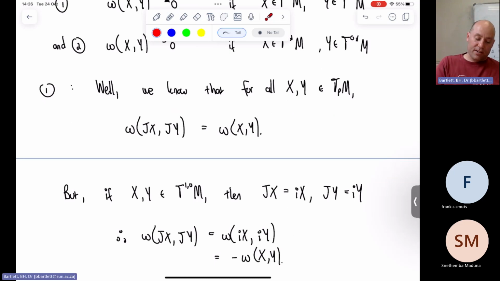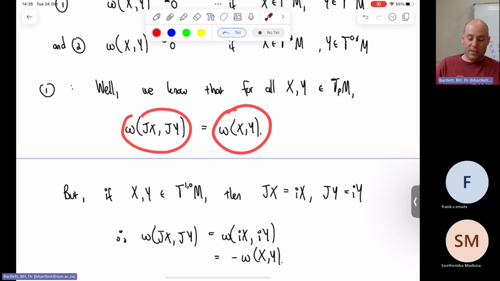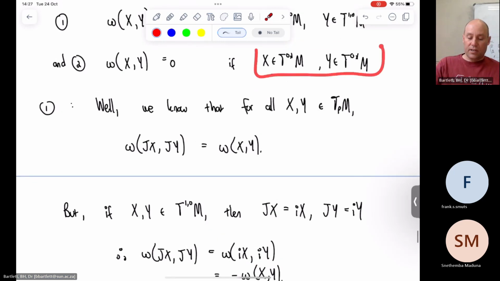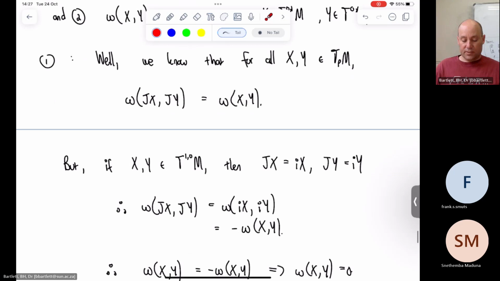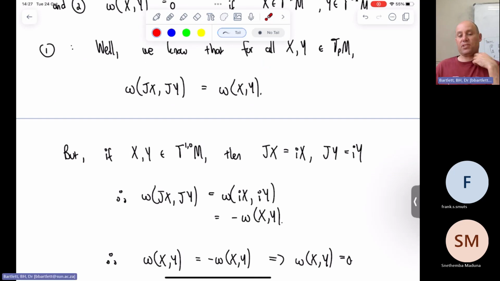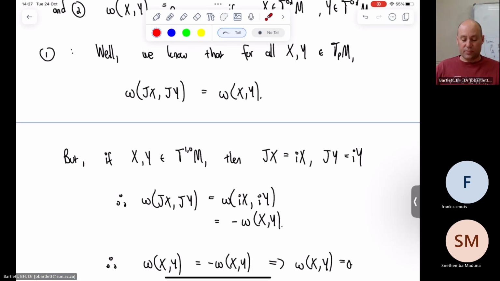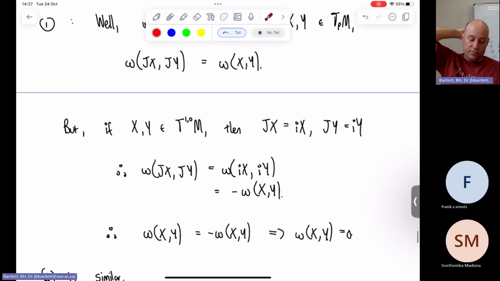So on the one hand, I've calculated that this equals omega of x comma y, and now also calculated that it equals minus omega of x comma y. So the only conclusion we can draw is that applied to vectors of this form, omega must be 0, which is what I wanted to show. A similar argument works when I feed it two vectors of type (0,1). It'll also vanish. So there, I'm done. I've proved that omega is a (1,1) form.